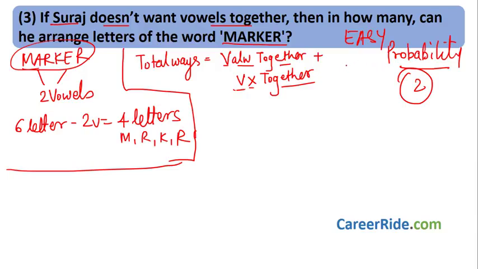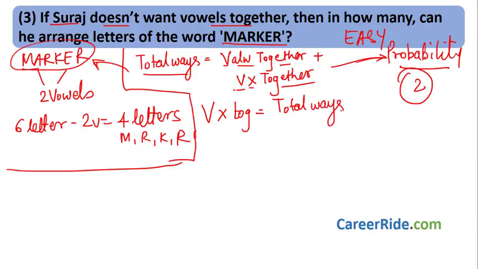This is what we had seen in the probability video also. Please remember, it is very easy. There is nothing much or complicated over here to understand or to remember. Just remember, the total ways in which we can arrange a word is nothing but the total number of ways in which the vowels are always together plus the total number of ways in which vowels are never together. So the total number of ways in which vowels are never together will be nothing but total ways minus the number of ways in which the vowels are always together, right?